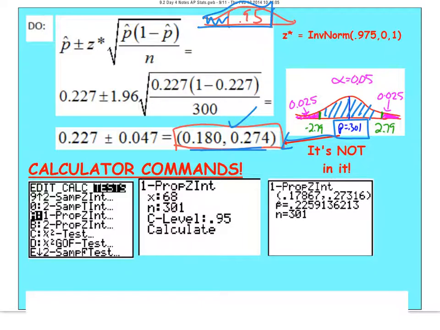This should be 300, not 301, I believe, so there's a typo on my part. Confidence interval, and we're going to hit calculate. And we're going to see this is the answer. Write down the P hat on that one, which our P hat is right here. And the correct sample size of 300 and not 301.